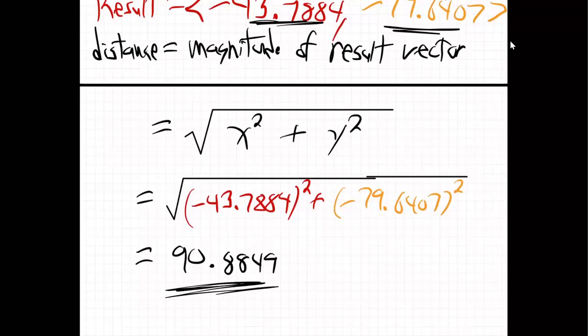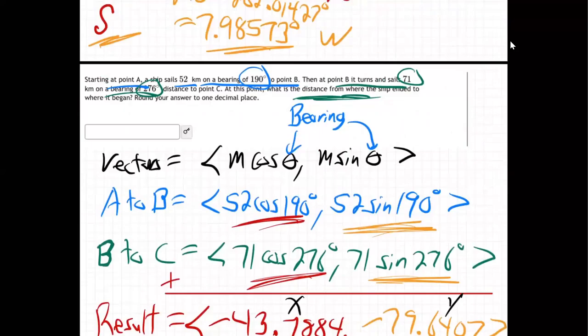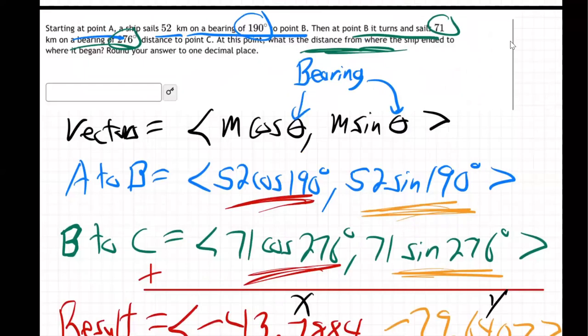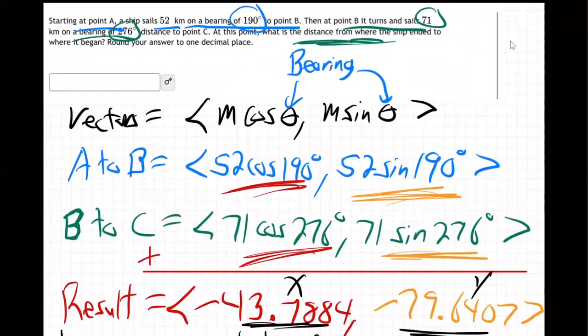So that's how we find the overall distance that the ship traveled. So again, we could have done this with drawing triangles and using a lot of sines and cosines, but vectors are nice and easy. This was easier, wasn't it? No angles messing around. You just say, look, it's two vectors. The ship goes from A to B, and then the ship goes from B to C.